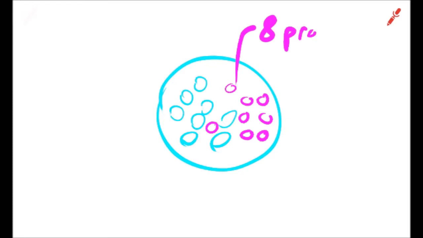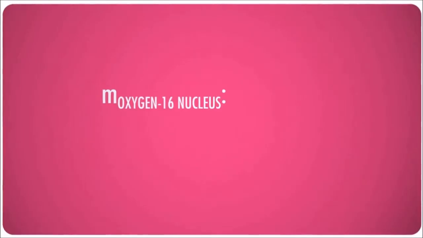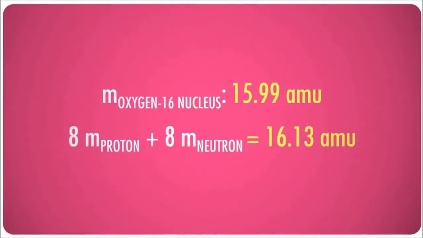In the nucleus there are 8 protons and 8 neutrons, making 16 nucleons. The total weight of an oxygen nucleus is 15.99 AMU, but 16 nucleons weigh 16.13 AMU, an AMU being an atomic mass unit. Hey, but Mike, where did that mass go? Well, Jack, this loss of mass has been coined mass defect.